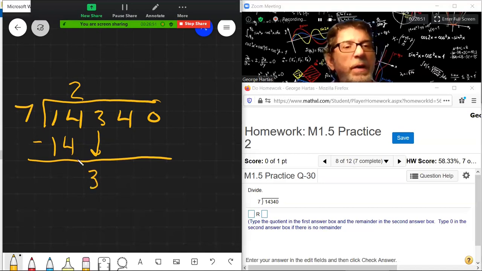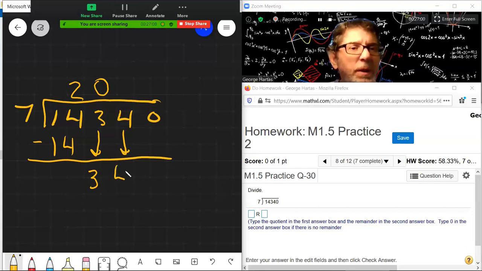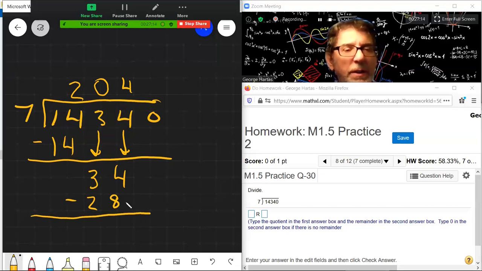7 cannot divide into 3 because 3 is too small for 7. So I've got to put a 0 here. Bring down the next digit. So this turns into a 34. 7 divides into 34 4 times. 4 times 7 is 28. Subtract. 34 minus 28 is 6.